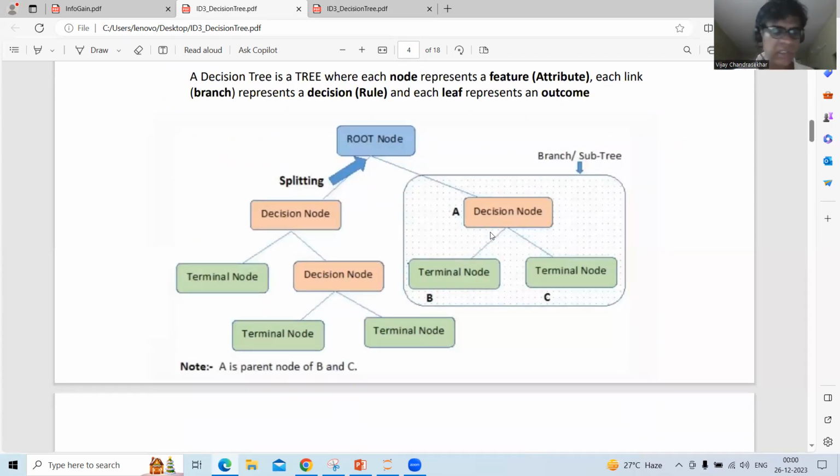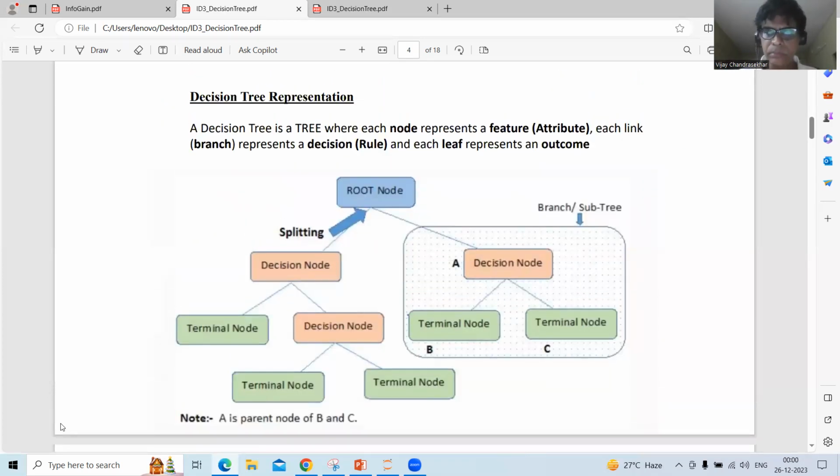All right, now let's not get into the details. This was just a brief overview of what a decision tree is. We'll discuss the details in the next session. Any questions so far, folks, on what a decision tree is?